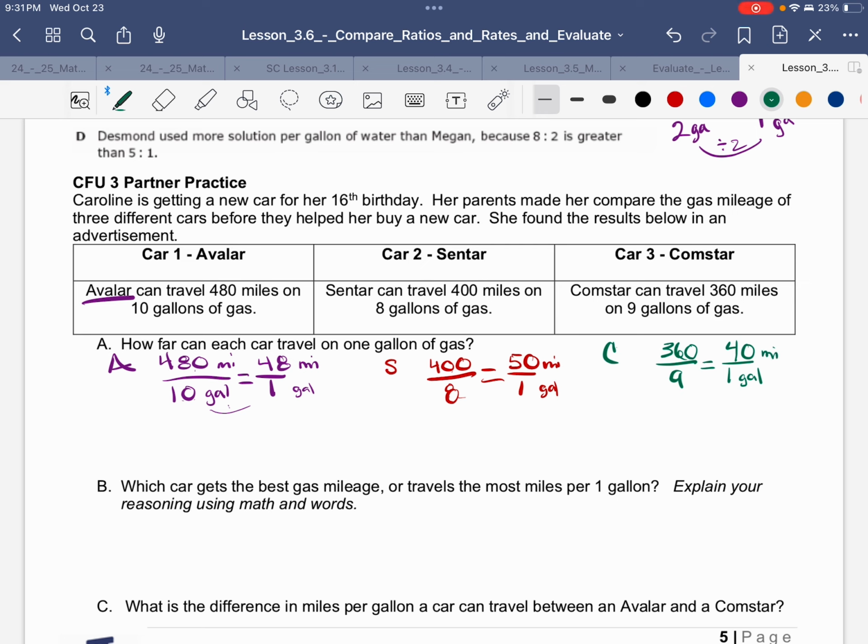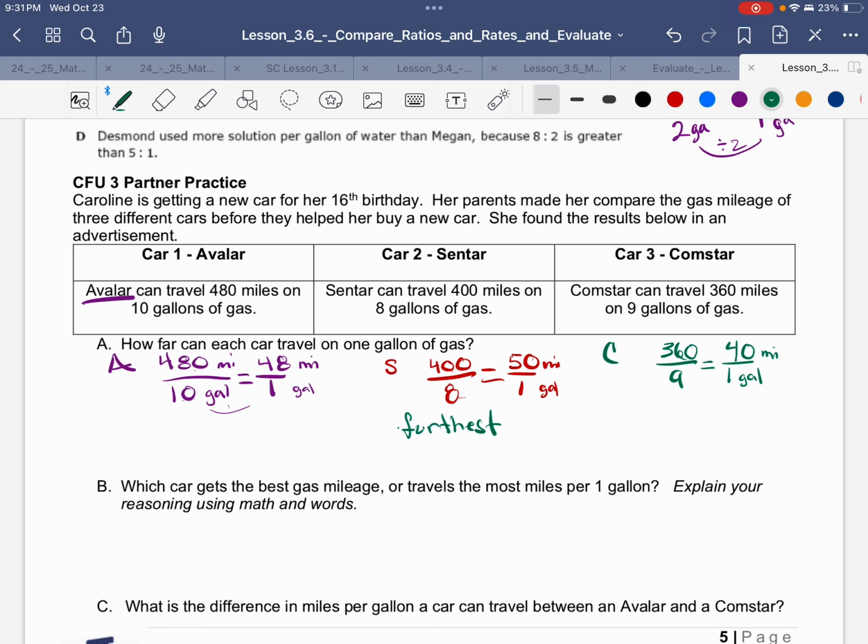So what this tells you is our first car, on 1 gallon, can go 48 miles. Second car can go 50 miles. Third car can go 40 miles. So it already tells us who can go the farthest is Centaur. They can go the farthest, right?